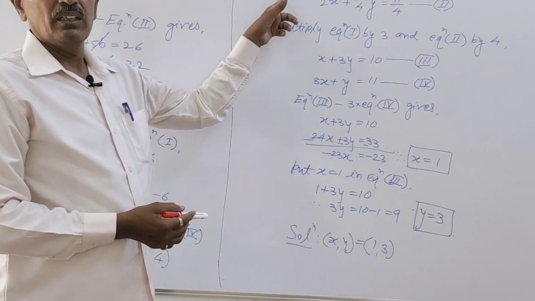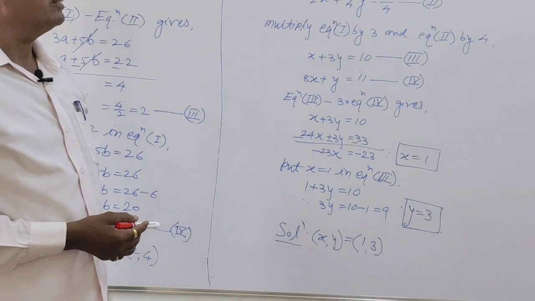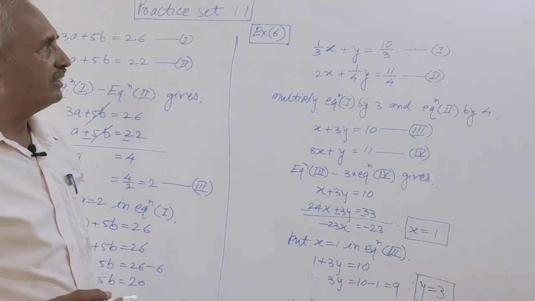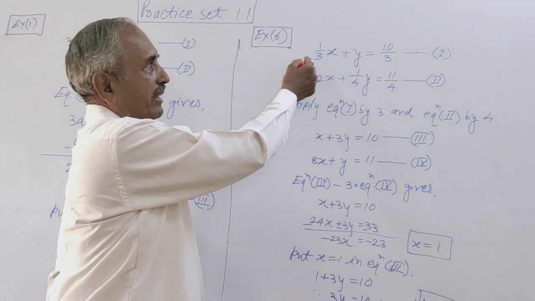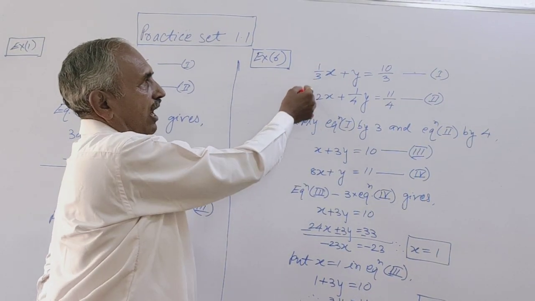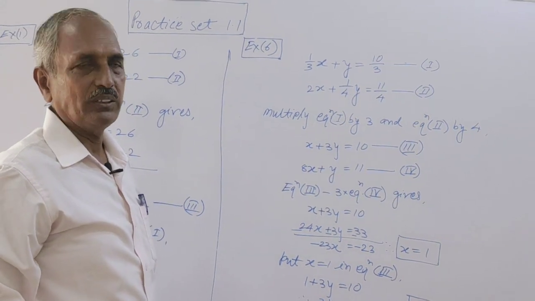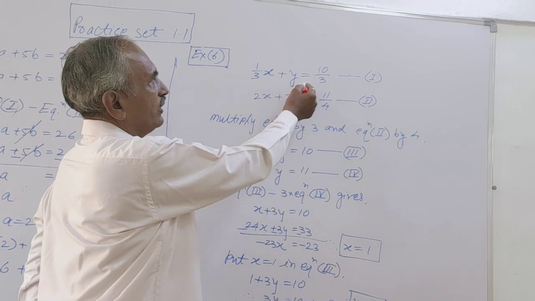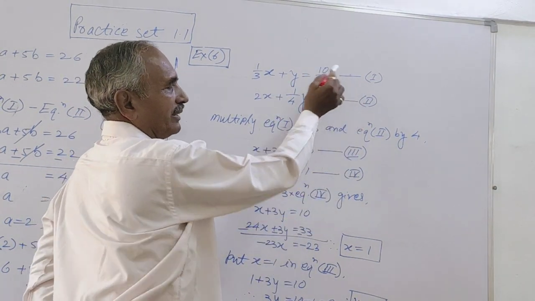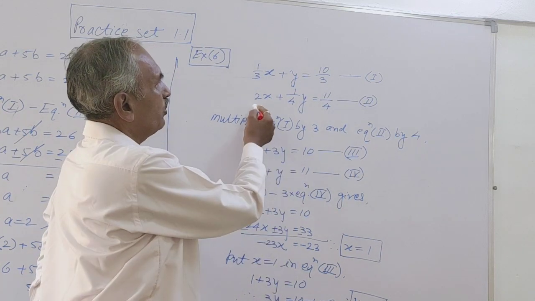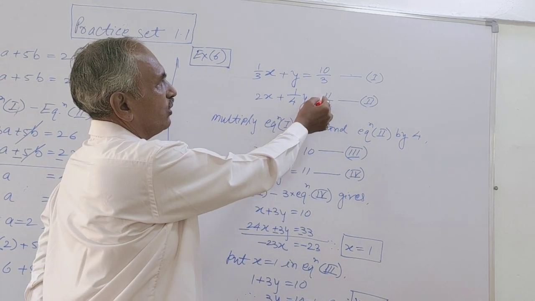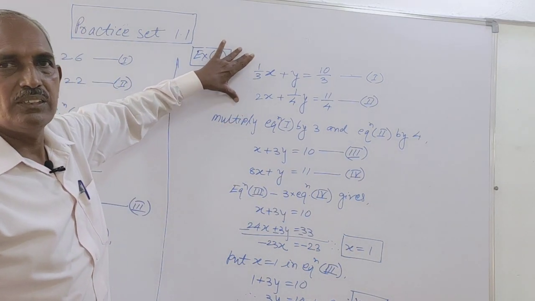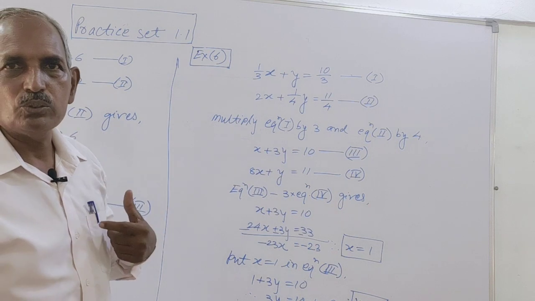Now let me solve these two equations. This is example number 6 from your practice set. You see how these two equations are given in the question. 1 upon 3 into x plus y is equal to 10 upon 3. This is equation number 1. And 2x plus 1 upon 4y is equal to 11 upon 4 is equation number 2. These two simultaneous equations are given to us to solve.